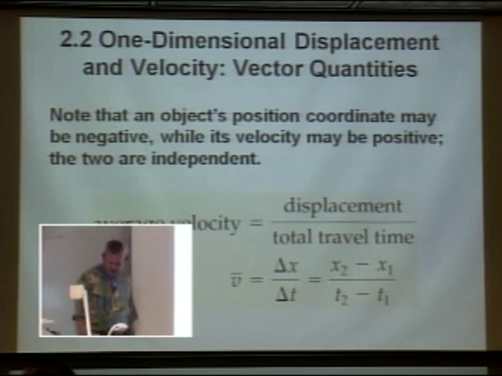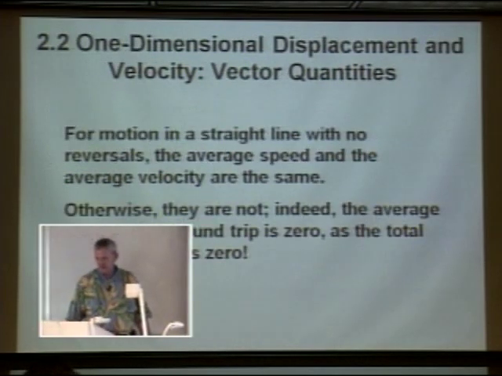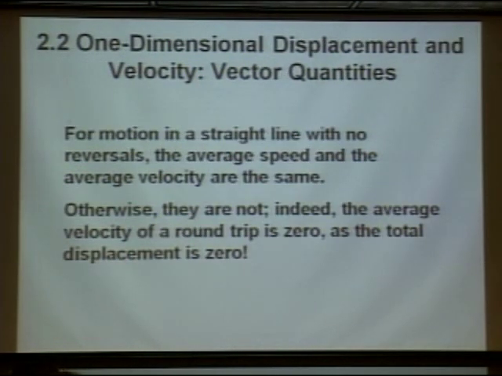All right. So for motion in a straight line with no reversals, the average speed and the average velocity are the same. Otherwise, they are not.